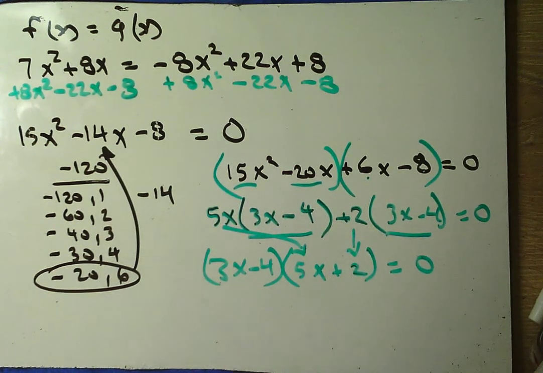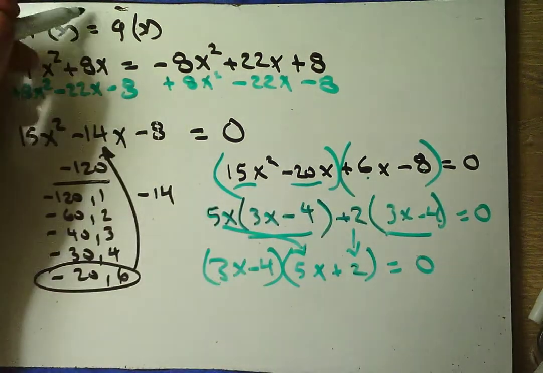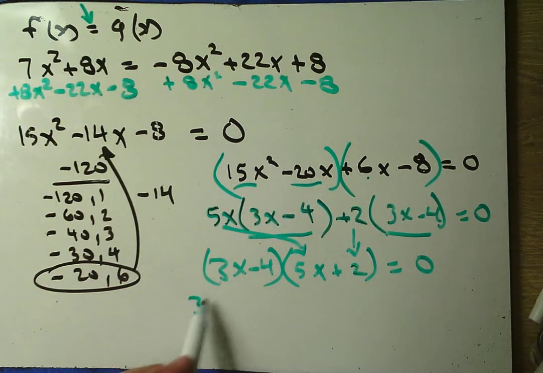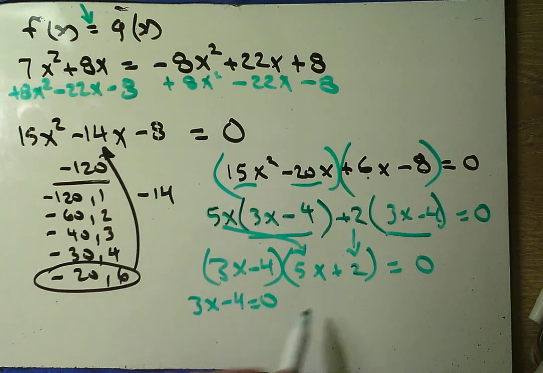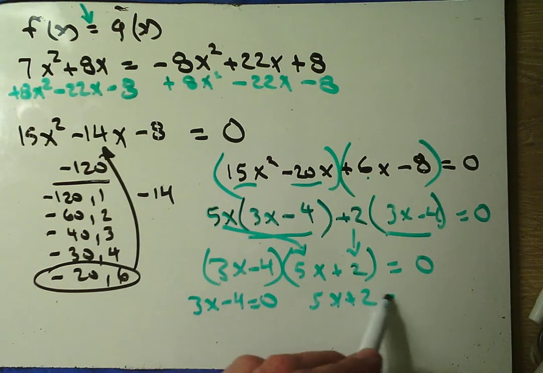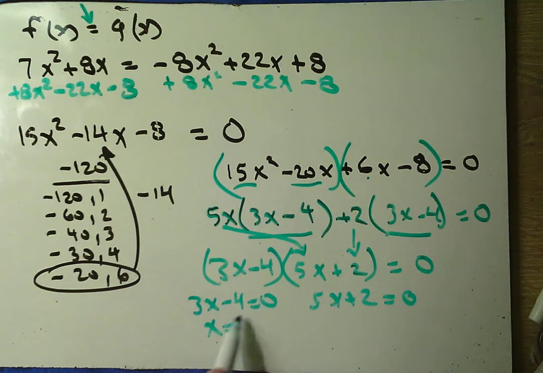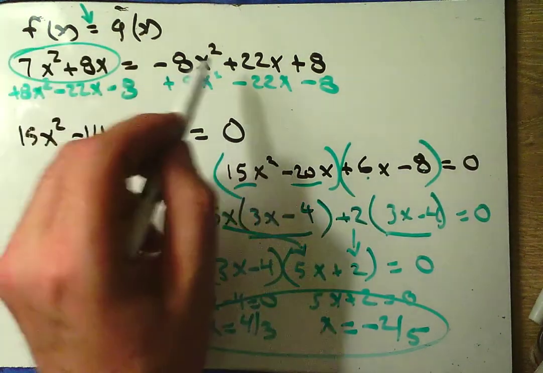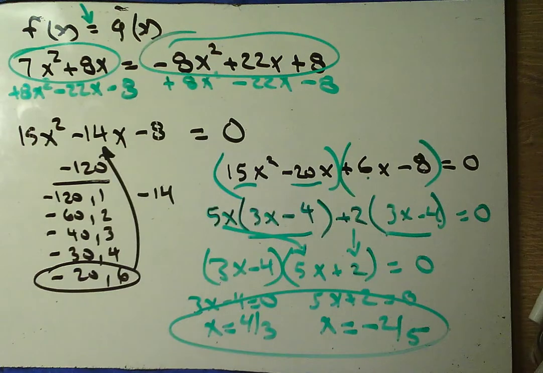But I'm not done yet. This isn't a factoring problem. This is a solving problem. I need to solve, so I need to set each factor equal to 0. And I get x equals 4/3 and x equals negative 2/5. Those are our two solutions where this parabola intersects this parabola. Okay, what do we have now?